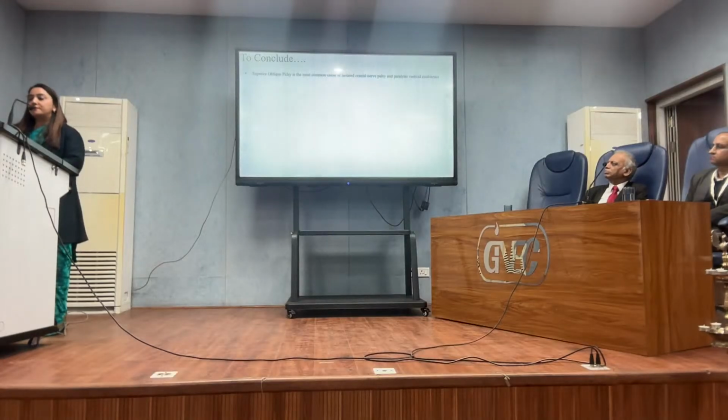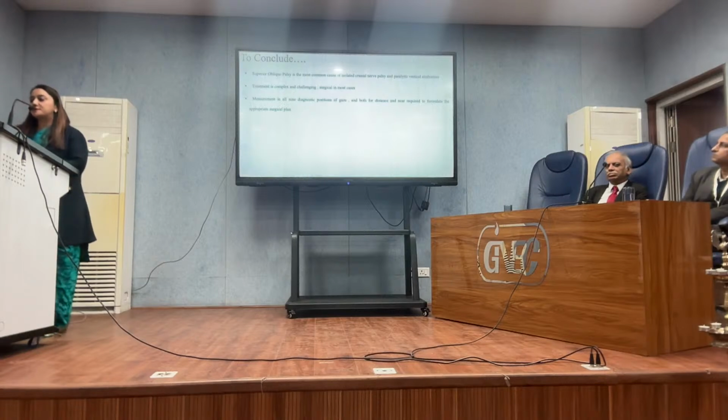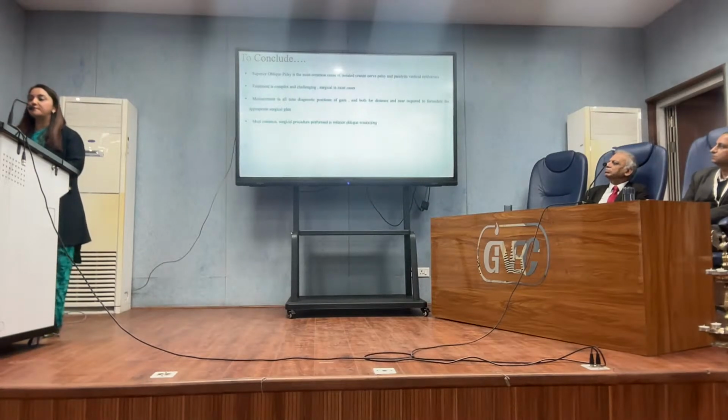So to conclude, superior oblique palsy is the most common cause of isolated cranial nerve palsy and vertical strabismus. Treatment is no doubt complex and challenging, and surgical in most cases. Measurement in all 9 diagnostic positions of gaze, both for distance and near, is very essential to formulate the appropriate surgical plan. The most common surgical procedure performed is an IO weakening.